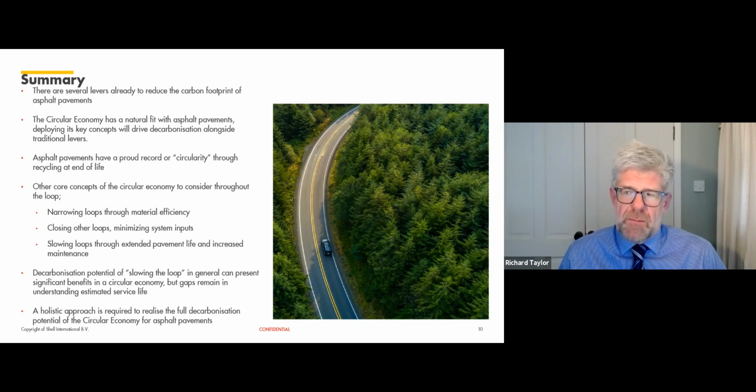And so it really is important to look at all of the parts of the circular economy for asphalt holistically in order to make the right decisions to take full advantage.